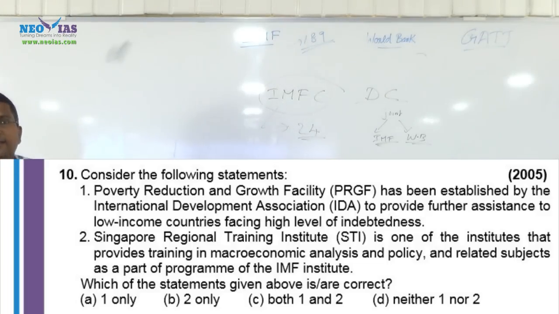Now regarding the second statement. Because of this question, learn that it's a correct statement. Since UPSC has asked this question, have an idea. The Singapore Regional Training Institute is one of the institutes that provides training in macroeconomic analysis and policy and related subjects as part of a program of the IMF Institute. So it's a correct statement. Learn from this question. The first statement is wrong because instead of IMF, they have put IDA.